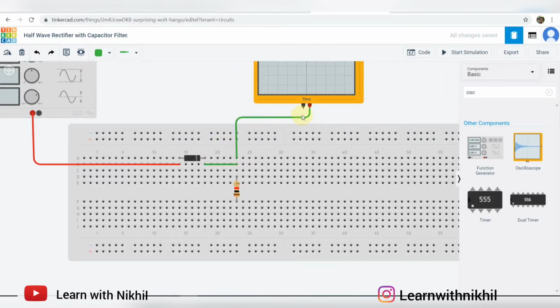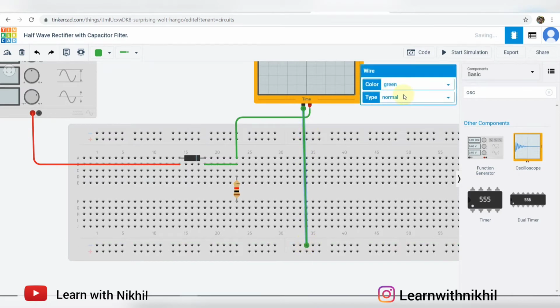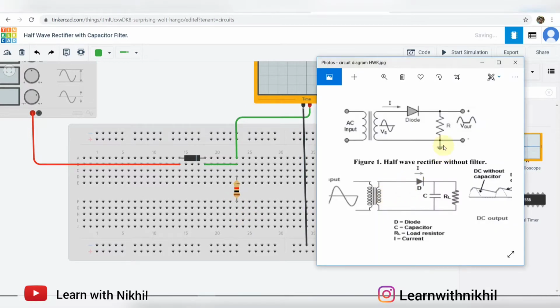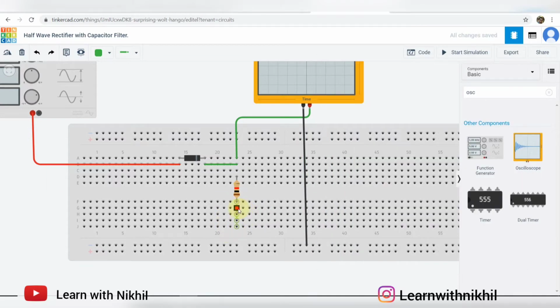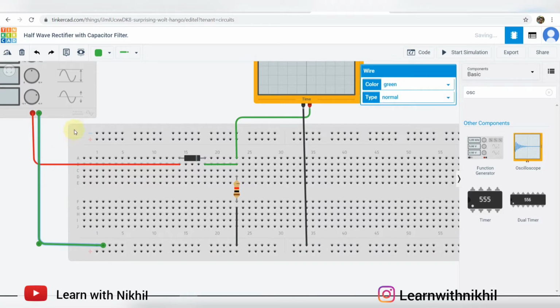Attached here, and the negative terminal is attached to the ground. I'll attach this to the ground. All the negative terminals I'll consider as black. The resistor's other terminal is also grounded. This is the common ground. I will consider this black, and this is also the common ground. Consider this as black.